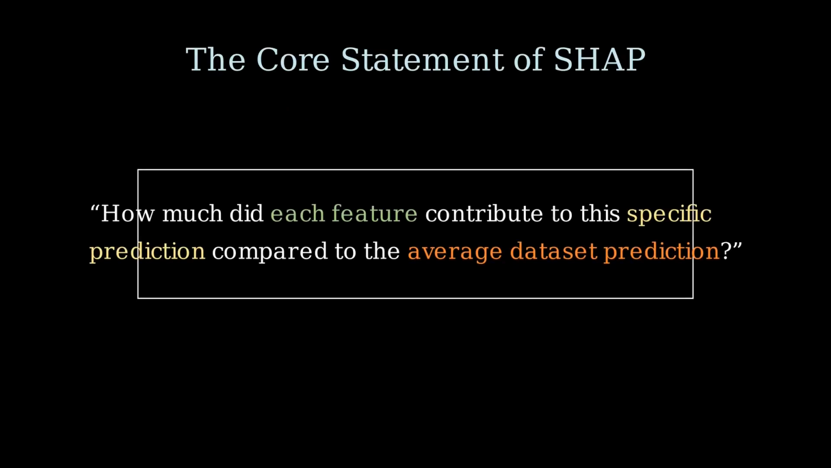Instead of trying to explain how the entire model works globally all at once, SHAP answers a highly localized, precise question. How much did each feature alter this specific prediction relative to the expected baseline average prediction across the whole dataset?